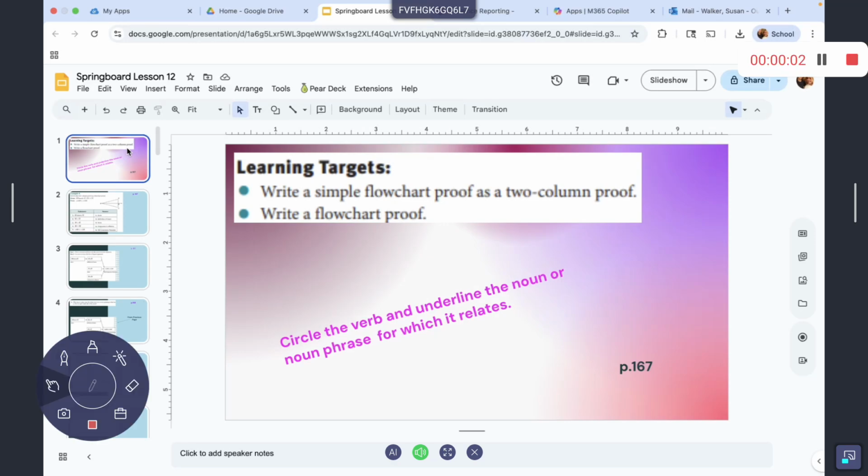Okay, everyone, we are working on page 167 in your textbook, so make sure you are there. Pause the video if you're not. And of course, we're going to circle our verb and underline our noun or noun phrase.